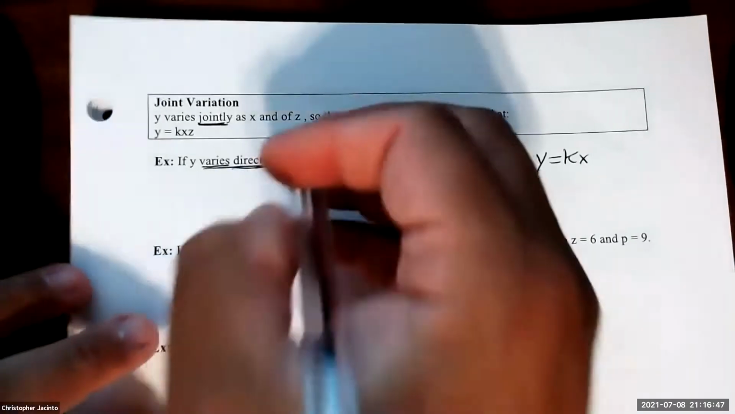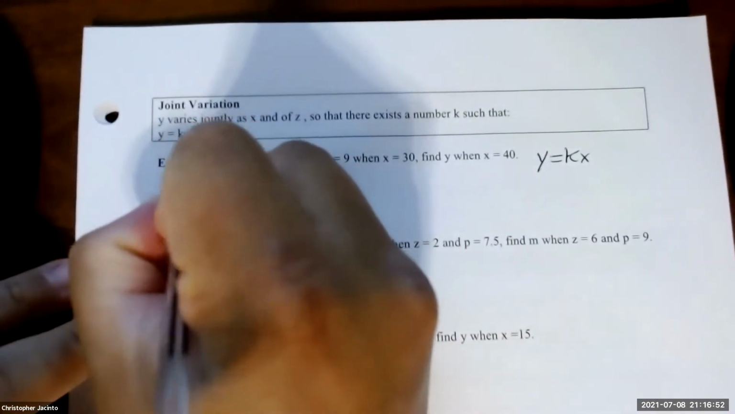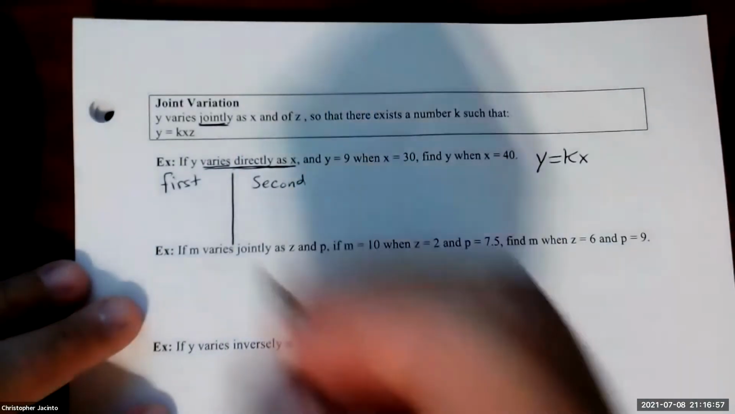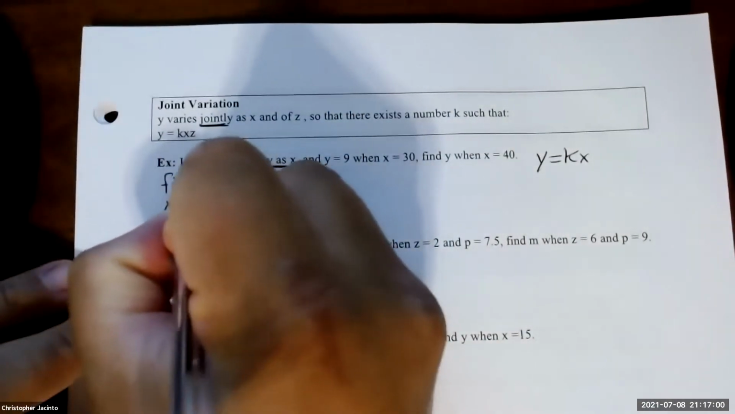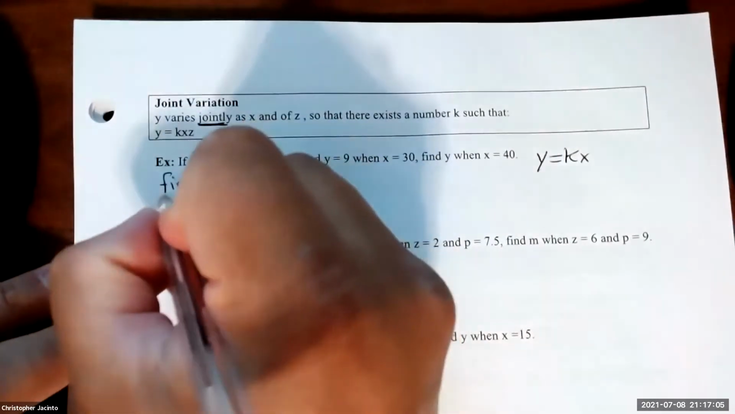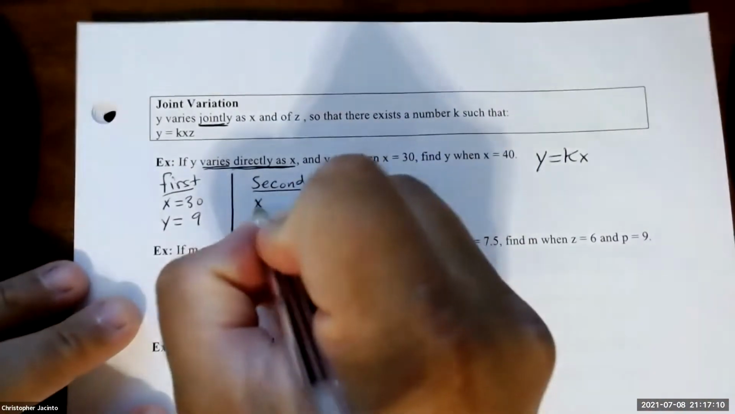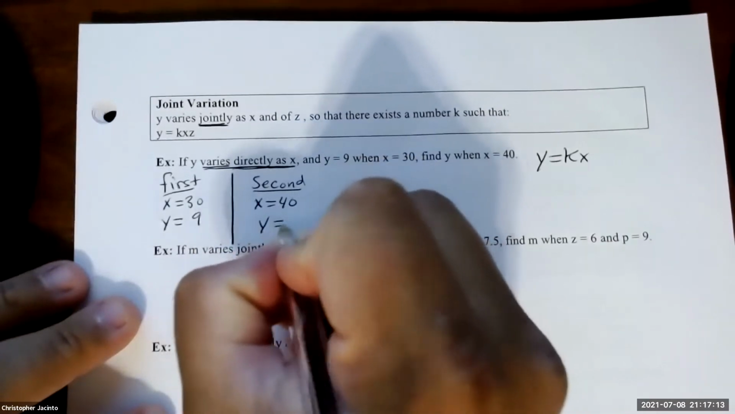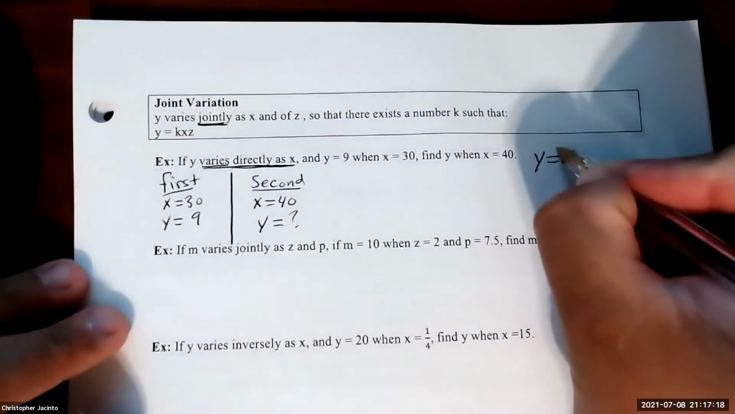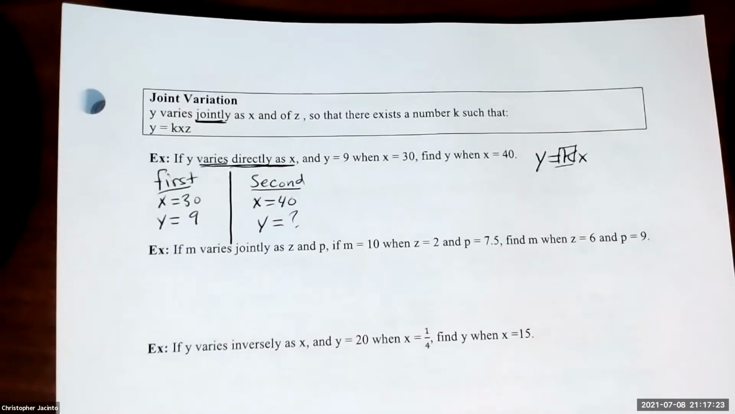How these problems go is they give you a first situation, and we find the second situation. The first situation is x equals 30, y equals 9. That's the first situation given to us. The second situation, what we're looking to find, is when x is 40, what is y going to be? You may think we'll just plug it in and solve for it. But the problem is we don't know what this constant k is. What's the growth of it? How much is it growing?